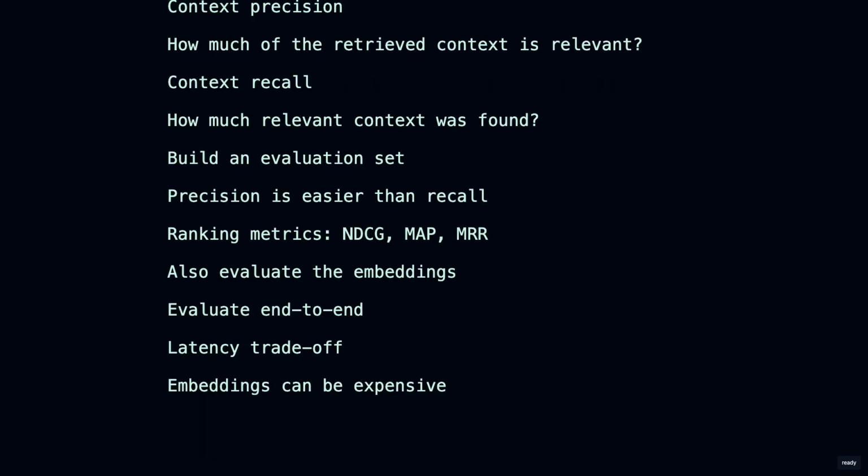Cost is another concern. If your corpus changes frequently, regenerating embeddings can become expensive, and vector storage or search infrastructure can add more overhead.